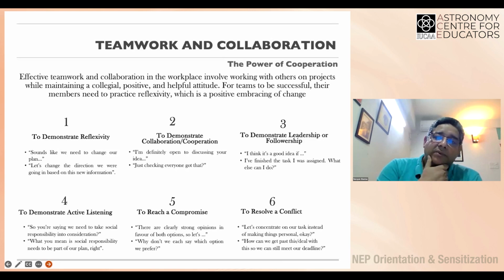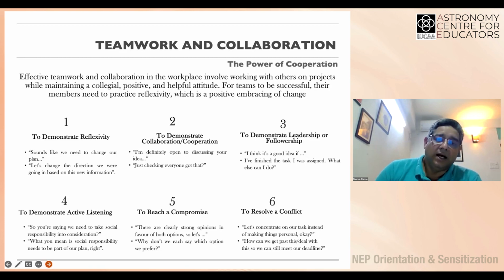Some of the questions or statements are given below under each heading. For example, in order to demonstrate reflexivity, we can say, "Sounds like we need to change our plan," and something like, "Let's change the direction we were going in based on the new information."